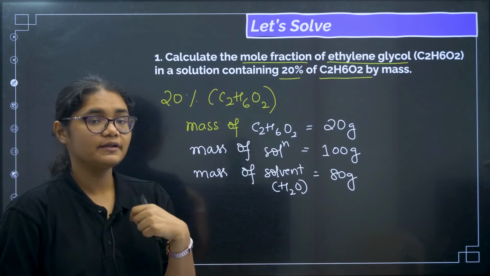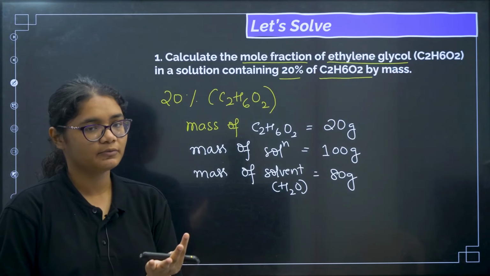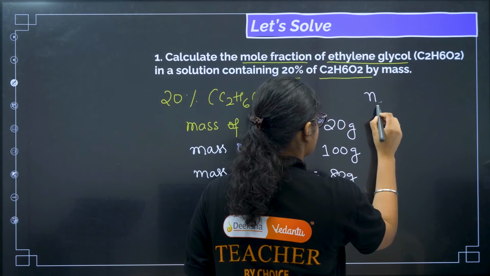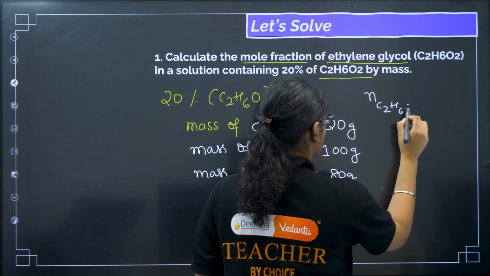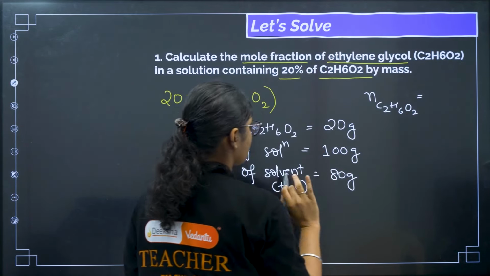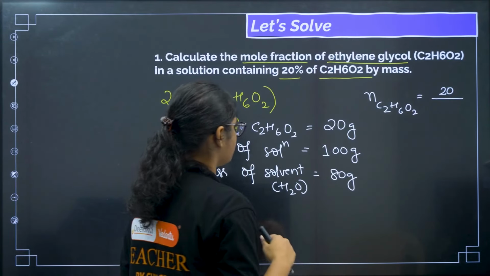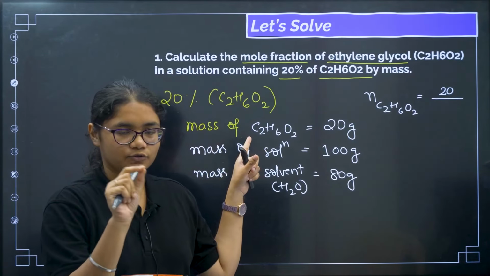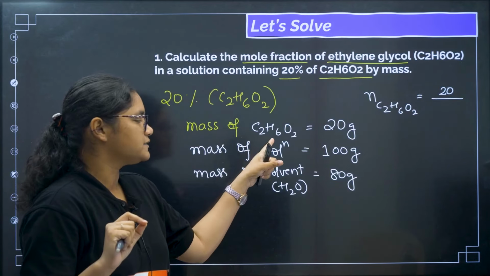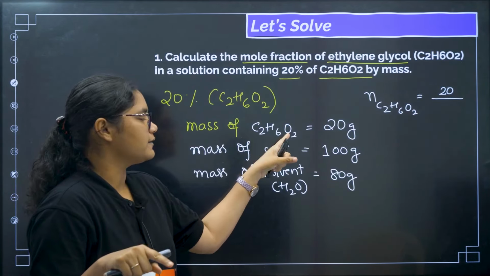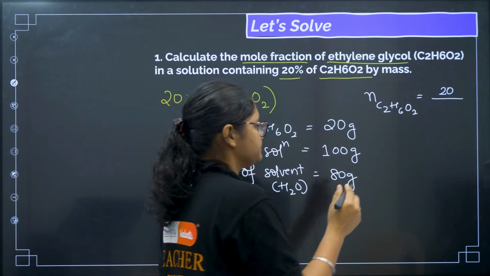Now can we calculate the number of moles? Number of moles formula, you know, given mass by molar mass. So let us calculate the number of moles of ethylene glycol. What is the given mass? 20. And what is the molar mass? 2 carbons are there, so 12 into 2, 24, plus 6 hydrogen, so 24 plus 6 is 30, then we have 32, so total 62.